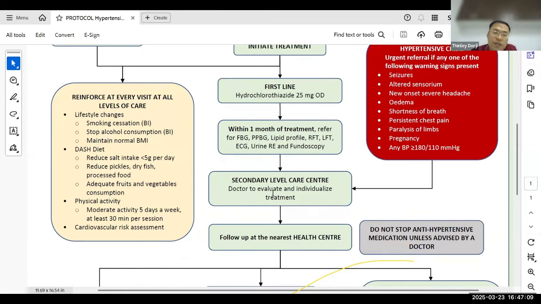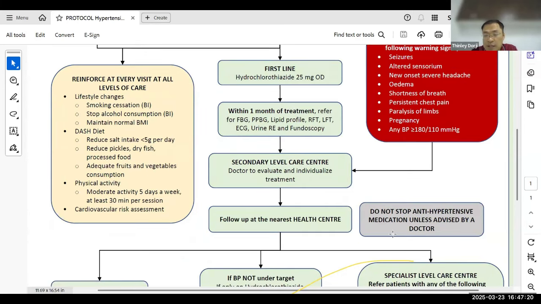Now, from the secondary level care, the patient will come back to the primary healthcare center for follow-up. The majority of patients will get controlled with hydrochlorothiazide, maybe 25 or 50. At the primary healthcare centers, if the blood pressure is under control, the health assistants are not supposed to stop any medications. If the blood pressure with hydrochlorothiazide is 120 by 80, it means the pressure is under control because of this medication, and it does not give any reason to stop the medication.